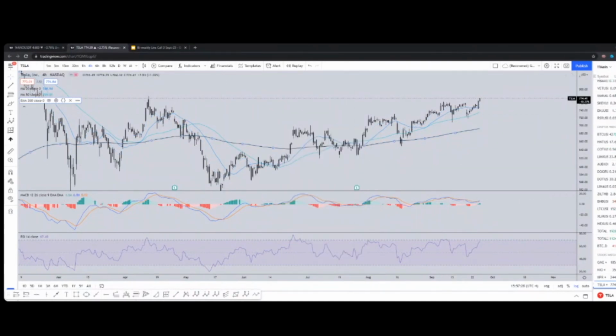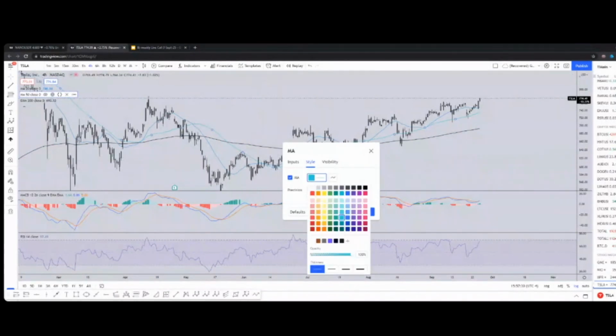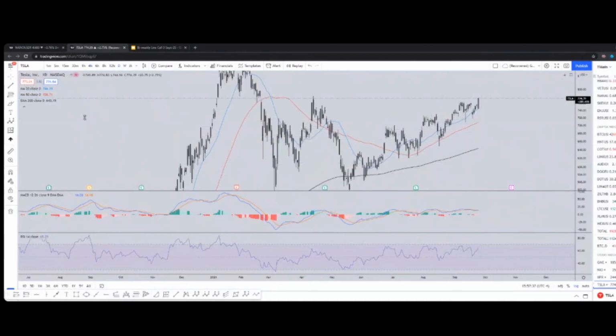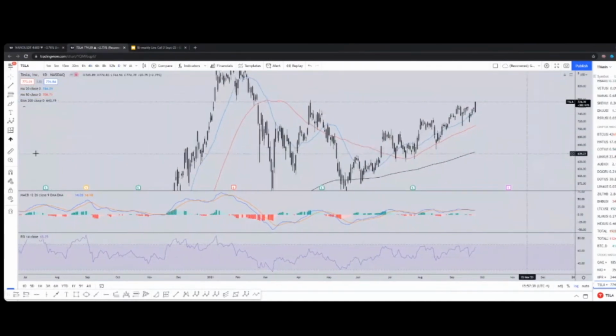Change the colors up. Beautiful. Daily chart. Yeah, I have my 20 in blue. Beautiful. Yep, right there. So these are the moving averages that I personally use when I trade.